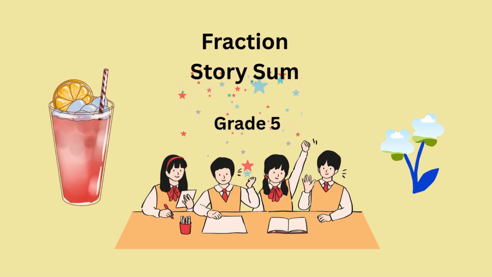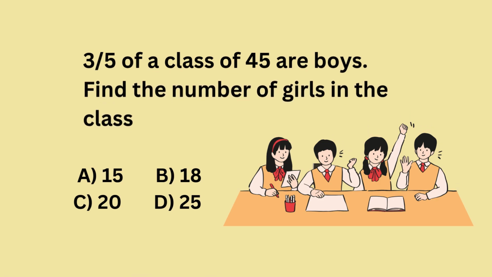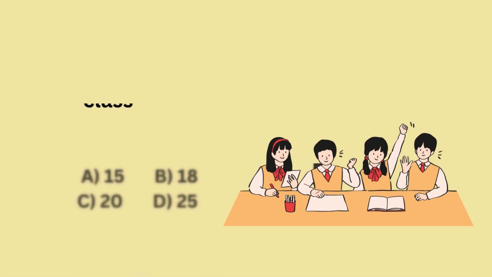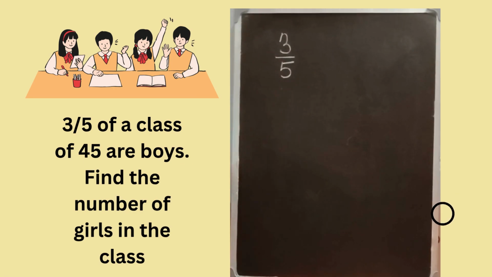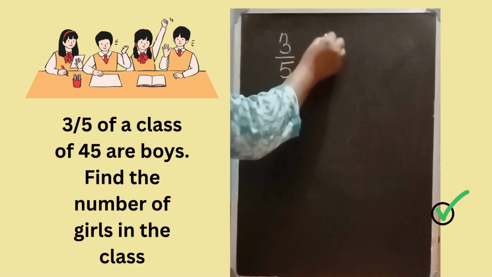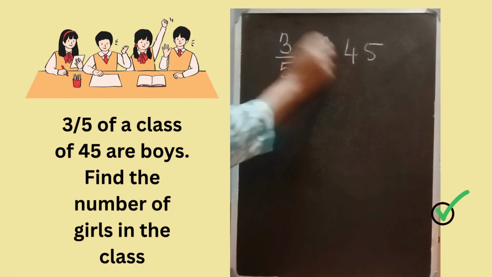Let us solve story sums. 3/5 of a class of 45 are boys. Find the number of girls in the class. So, 3/5 are boys of the total number of children in the class, that is 45.